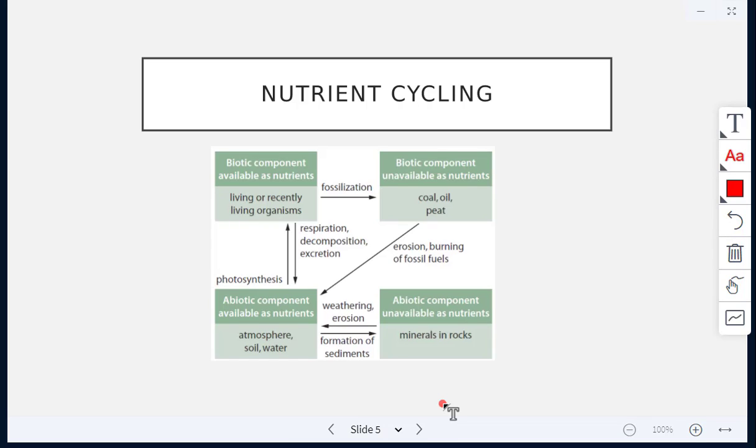This is just a diagram showing how nutrients are cycled between biotic and abiotic components, if they're available as nutrients or if they become unavailable. So for example here, coal and oil, which are fossil fuels, they can become unavailable. But we can use the fossil fuels when we are extracting them from ecosystems. Burning of fossil fuels, those would be like abiotic components available as nutrients and so on.